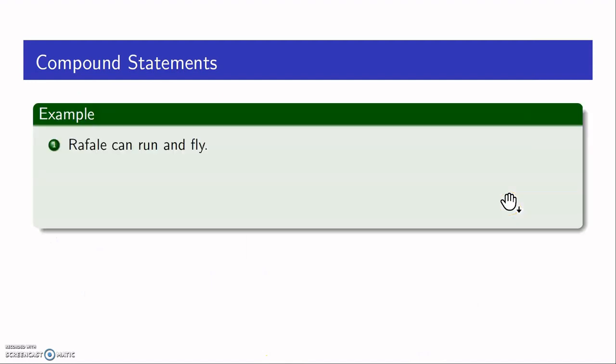Okay, so I'll start with an example. Raphael can run and fly. Now, if you observe closely, this is a combination of two statements. I can also write this statement as Raphael can run and Raphael can fly. So there are two statements, Raphael can fly and Raphael can run, and both these are joined using the word and, and this statement is formed.